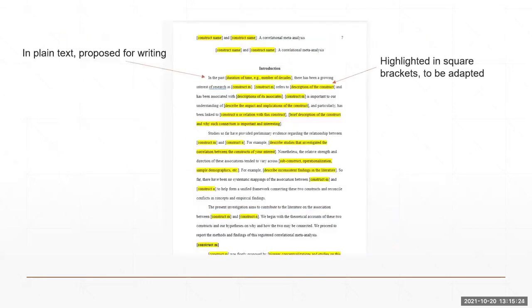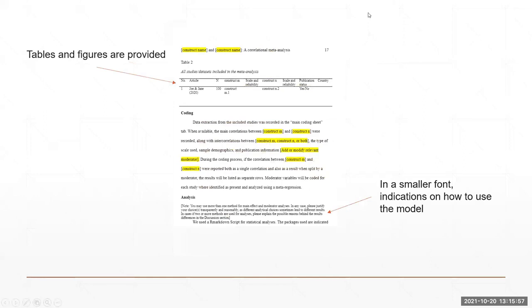So here is a screenshot of the main manuscript. It's the introduction, and in plain text we have what is proposed for writing, so you don't have to change it if you want, but if you want to delete it, feel free to delete it. And highlighted in square brackets, you have what needs to be adapted. So for example, if you want a name for your meta-analysis, you just change the construct name, like personality traits and values, a correlational meta-analysis, and this is how you name your own manuscript. In this main manuscript, you already have tables and figures that are provided.